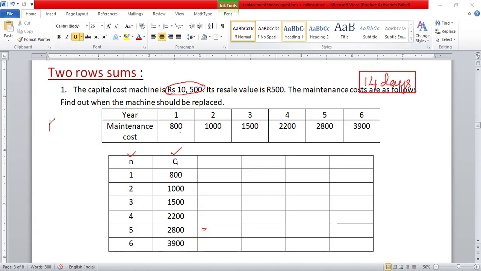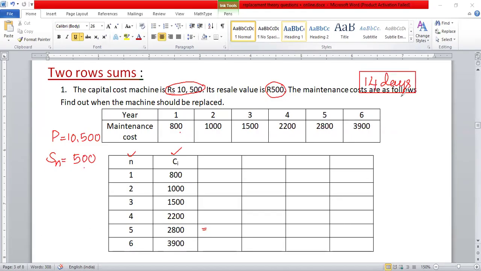So the capital cost of a machine is 10,500, so we consider P is equal to 10,500. And the resale value, look at that, is nothing but S_n. So S_n is equal to 500. Important one. Once again, P is equal to 10,500 and S_n is equal to 500.